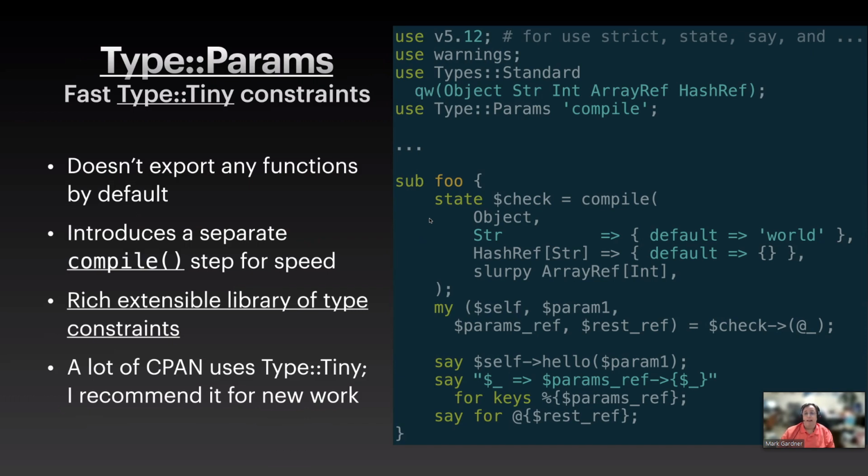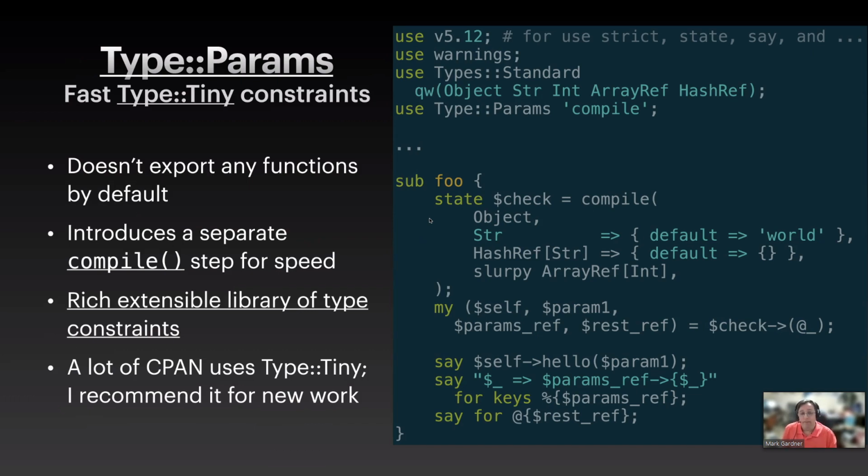Types::Standard has a lot of type constraints. I'm not even going to try to cover all of them. It's got all the usual suspects like strings and integers, array refs, hash refs, but it also has tuples and, what are they, arrays of arrays and things like that. So it's got a lot. When I circulate these slides, all of these things that are underlined have links to CPAN or MetaCPAN, and you can click on those and read all about that.